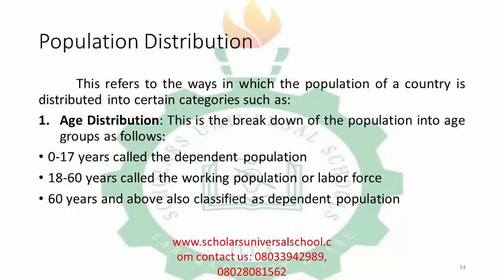Now, if a country is classifying its population distribution using the age distribution, it will have the dependent population, that's the younger ones, people between the ages of 0 to 17 who are dependent on their parents and dependent on one person or the other. And we have people from 60 years and above who are the old people in the country, still classified as a dependent population, because the old people are dependent on their children and some of them are dependent on the government. Then we have the middle one, which is people between the ages of 18 to 60, which is the working population or the labor force.